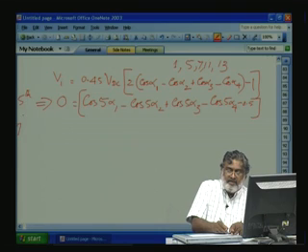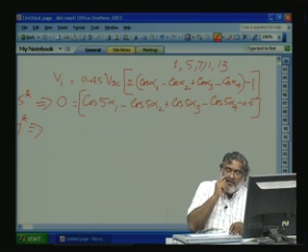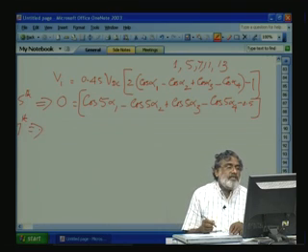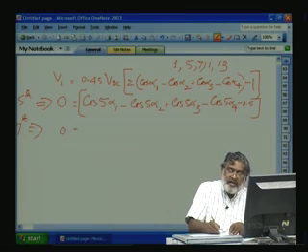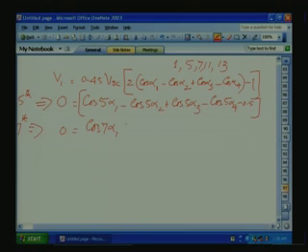Now, let us take the 7th harmonic. Here, instead of 5 we have to replace with 7. So in the previous equation, if you do it, this will be cos 7 alpha 1 minus cos 7 alpha 2 plus cos 7 alpha 3 minus cos 7 alpha 4 minus 0.5. This is 11th.